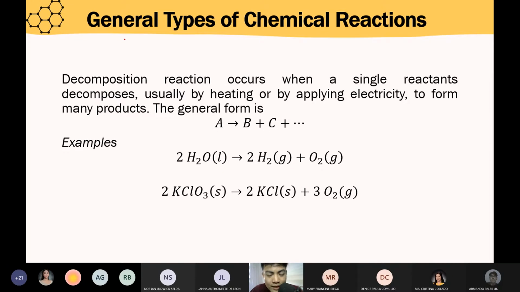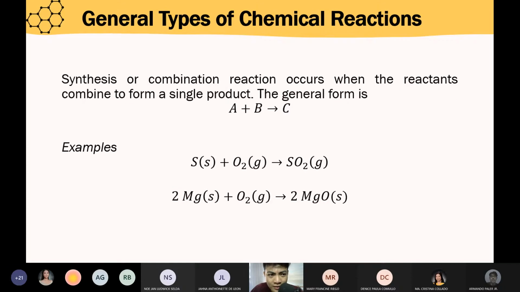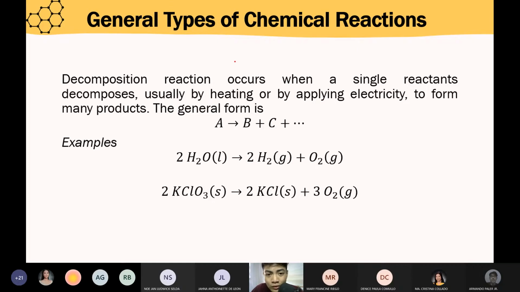Okay. Next type of the high school chemical reaction is the decomposition. Ano meron dito? You have one reactant but multiple products. So this is in contrast with the other one, multiple reactants, one product. Synthesis yan. For decomposition, multiple products, single reactant. When do decomposition reactions occur? Decomposition reactions occur when you heat the substance or you apply electricity to it.